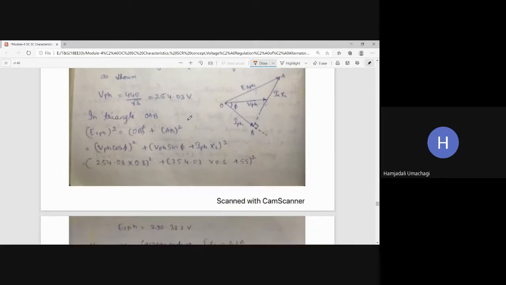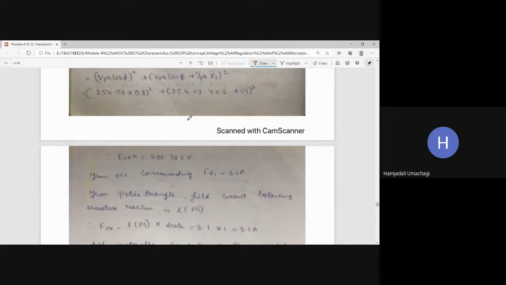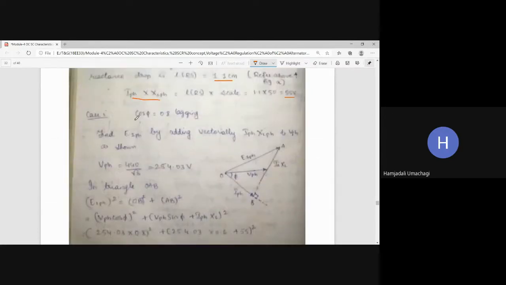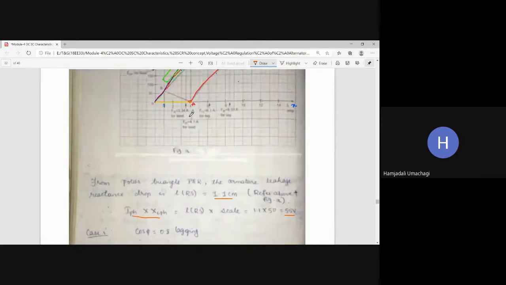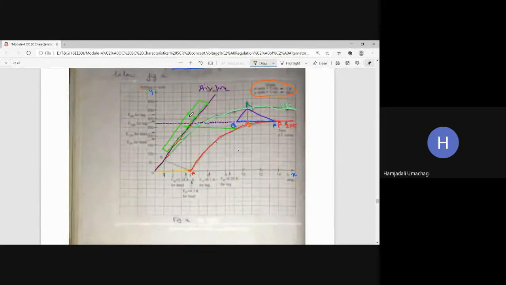Okay, next you write. Have you written case 1, cos phi is equal to 0.8 lagging? This much you write, then you write field current IF2. Note down, all of you, field current IF2 required to overcome armature reaction.